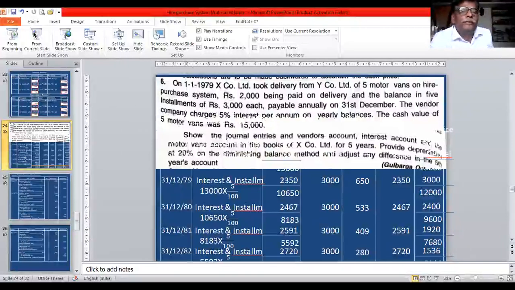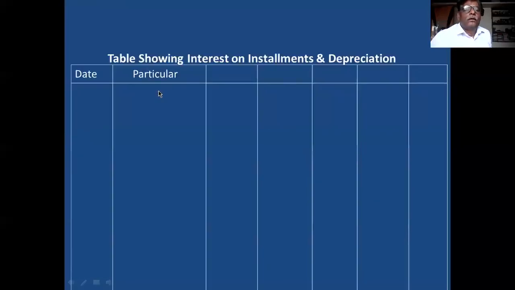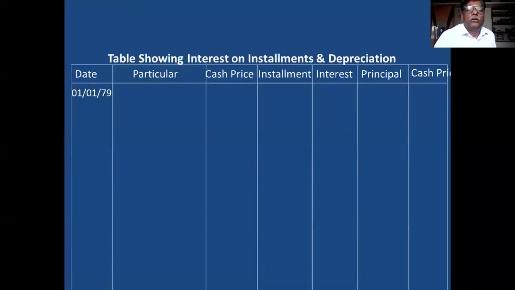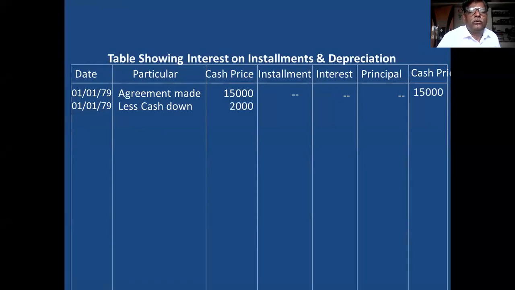Okay, you see this problem. 1179 is the date of agreement. 15,000 is the cash price. Less cash down 2,000. Balance is 13,000. Last balance is 15,000. There is no depreciation. Okay, opening date.